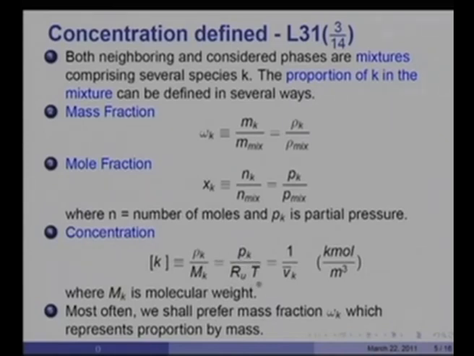as P K by R U T, which is nothing but molar volume V bar K. Now, any quantity defined in molar units is given an over bar. So, this is kilomoles per meter cube, and m K is the molecular weight of species K. Now, of course, in all our calculations we shall prefer to use omega K, which represents the proportion by mass.